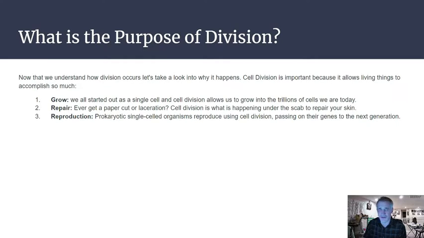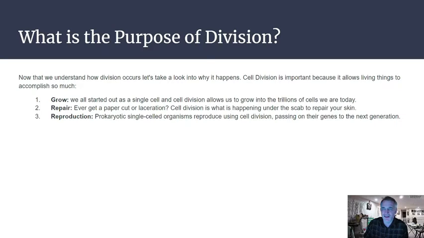We also use cell division during cell repair or tissue repair. Every time you get a paper cut, every time you get an injury or you scrape your knee, even just on a day-to-day basis, you're losing thousands and thousands of skin cells. You take a shower, you wash your body, you scrub, and those cells are lost forever, so we have to replace them.